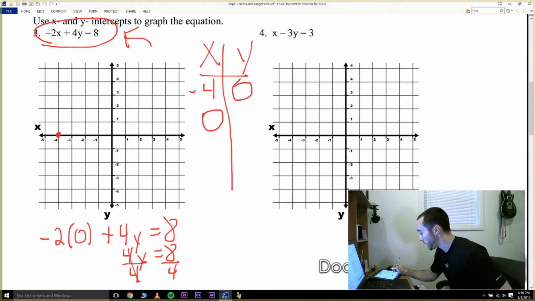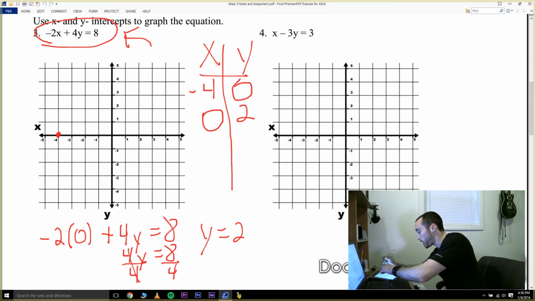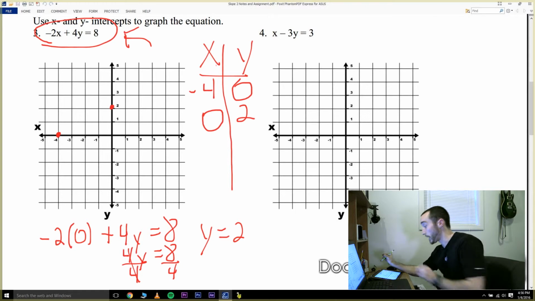And that leaves me with a final answer, y equals 2. So our y-intercept is going to be 0, 2. So I'm going to drop that on my graph here, 0, 2. So not only did we find the x and y-intercepts, but now we can graph this line.